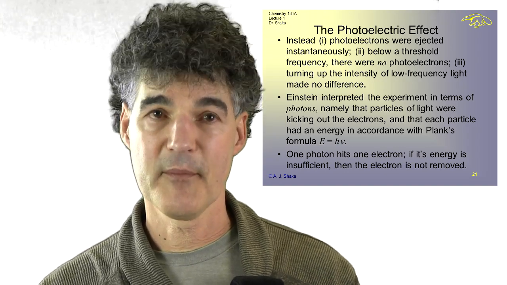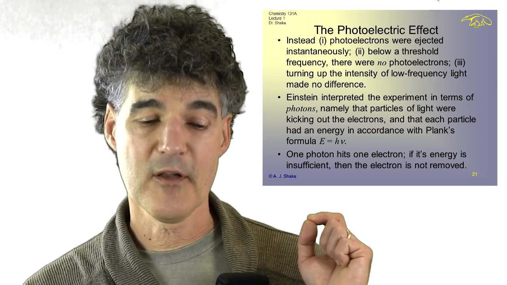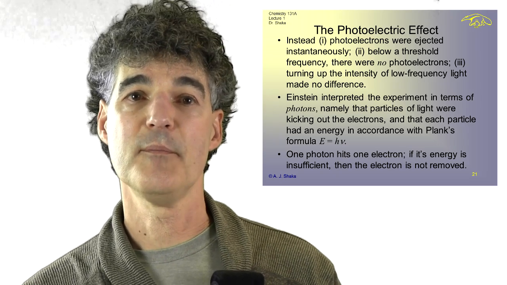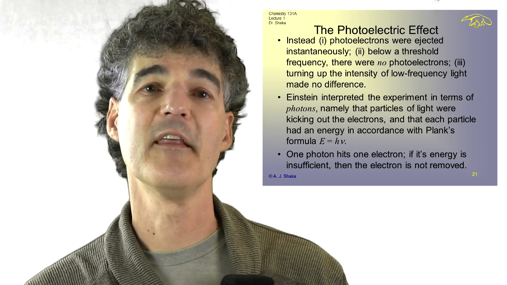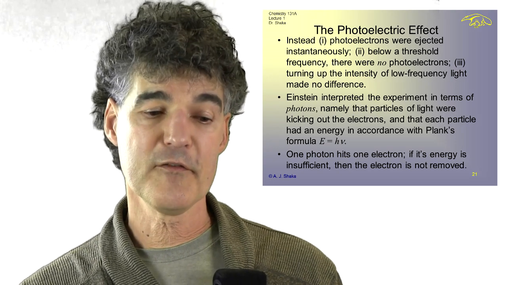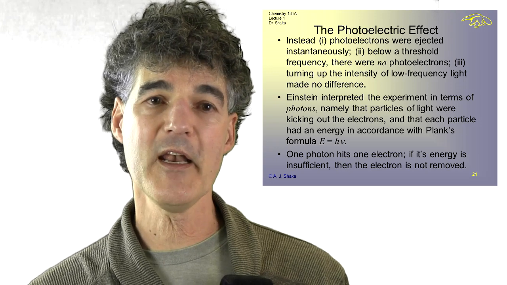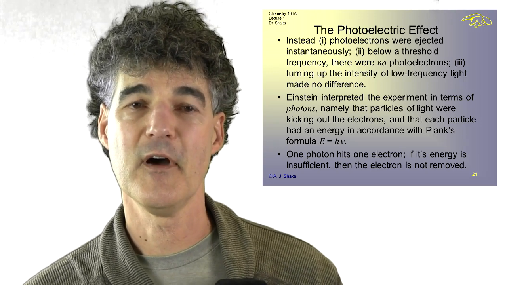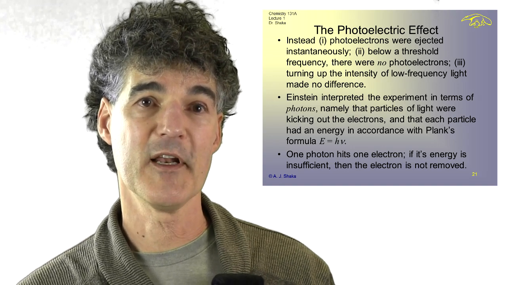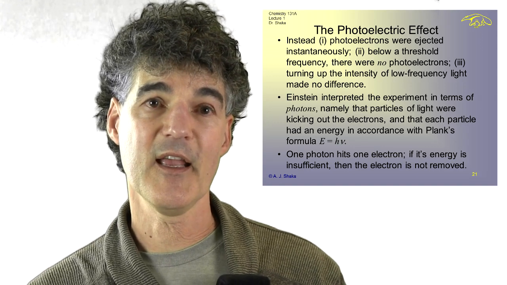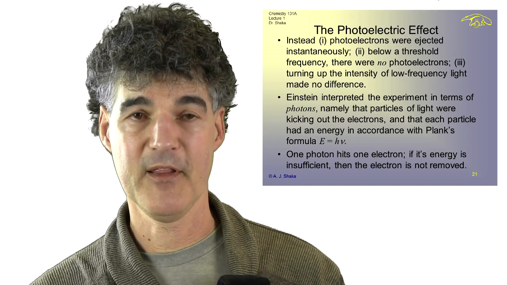And Einstein interpreted this experiment in terms of photons, namely that the particles of light were coming in, and each particle of light could hit an electron, and one particle hits one electron, and if that one particle that hits the electron doesn't have enough oomph to kick the electron out, then the electron doesn't come out. And having a lot of particles, none of which can, on a single hit, knock the electron out, doesn't help you. You need one particle that has enough oomph to hit it in one go. And he found that the particle had an energy exactly in accordance with Planck's formula. So now we have another experiment, which is indicating that light, depending on its frequency, has a quantized energy, and that we call that a photon, and we think of it as a particle.